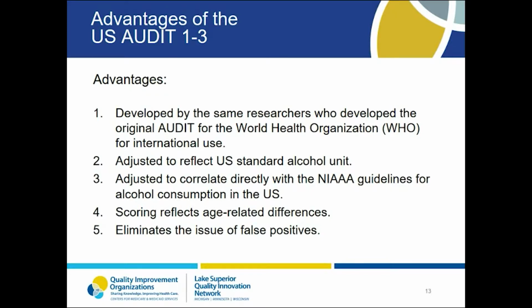Second, the US AUDIT 1 through 3 has been adjusted to reflect the US standard alcohol unit of 14 grams. It has also been adjusted to correlate directly with the NIAAA guidelines for alcohol consumption here in the United States. And its questions have been adjusted to reflect both gender and age differences. But most importantly, these changes have eliminated the issue of false positives, allowing for productive conversations with patients regarding the results of their screen and how it relates to recommendations for low-risk alcohol consumption.